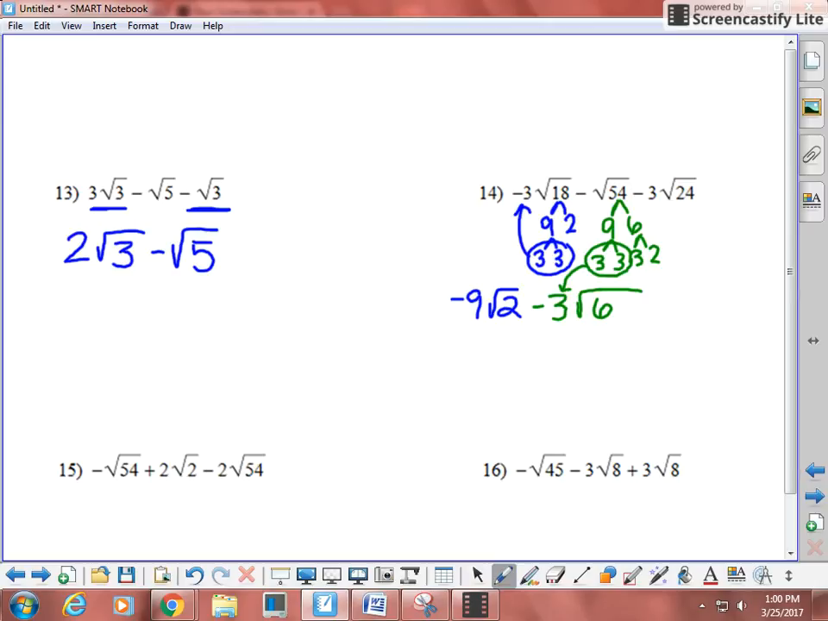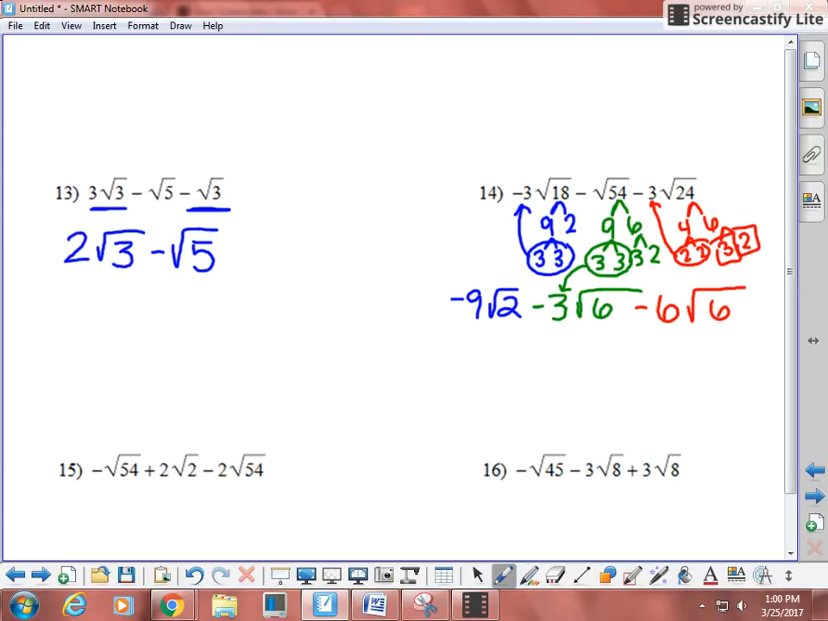And now I'm going to break down the 24 into 4 and 6, 2 and 2, 3 and 2. Okay, so these 2s are going to go outside and join here. So I'm going to get 6. And inside of my square root, these are both single, root 6.